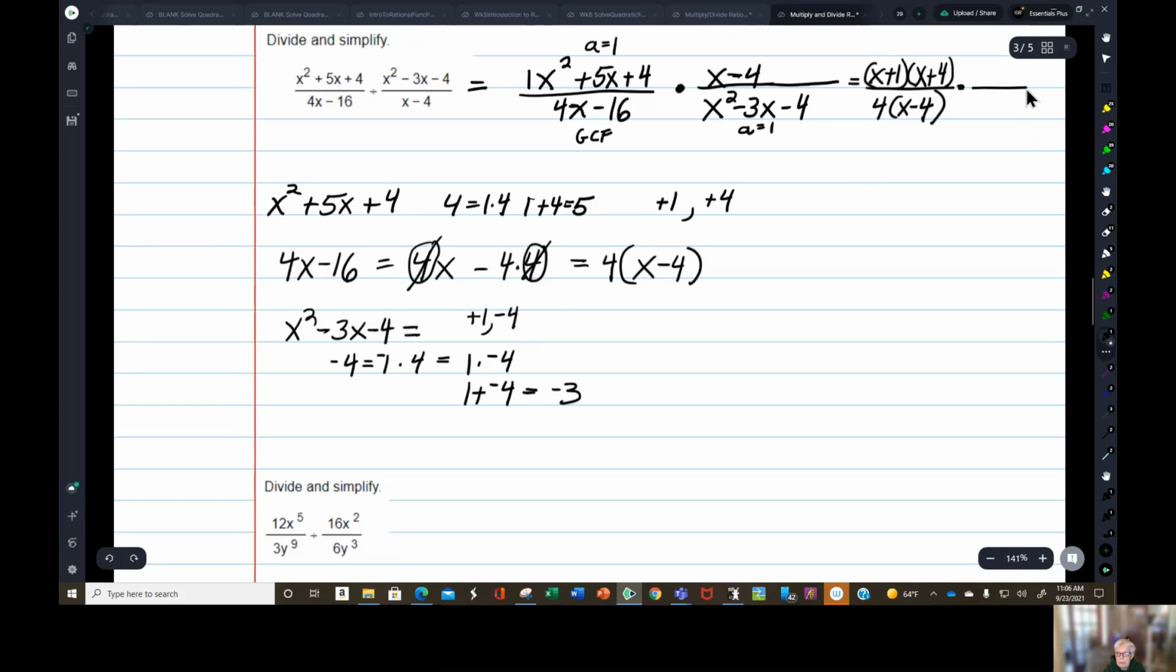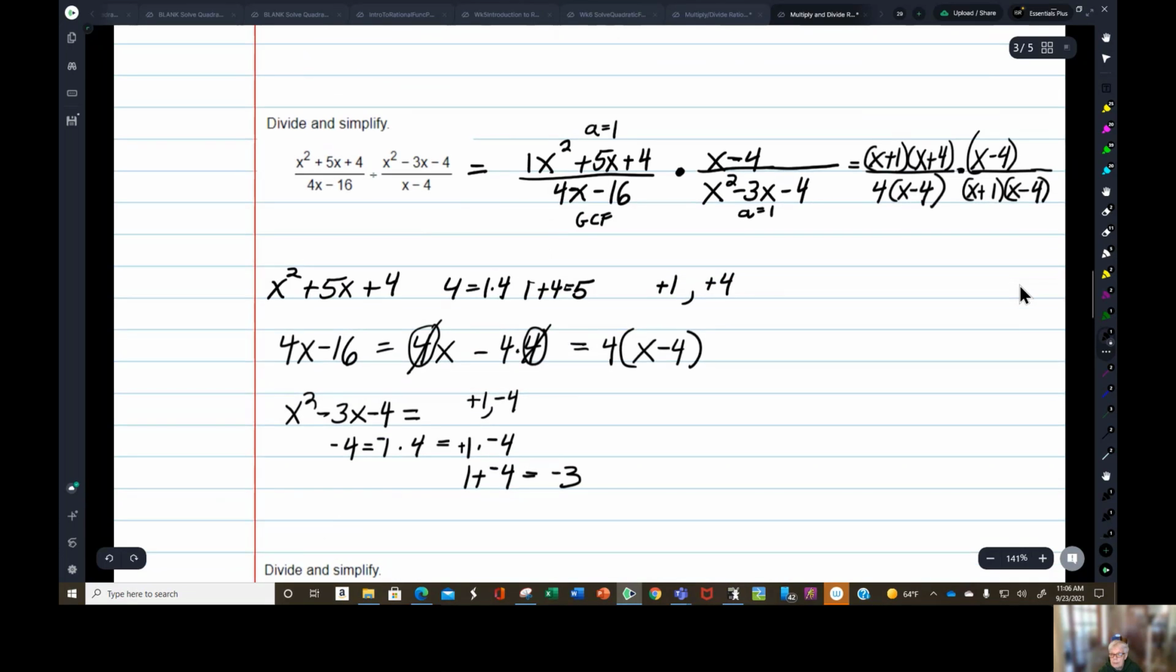So now, x minus 4 is up. And x plus 1 and minus 4. And there we go. There's our completely factored problem.